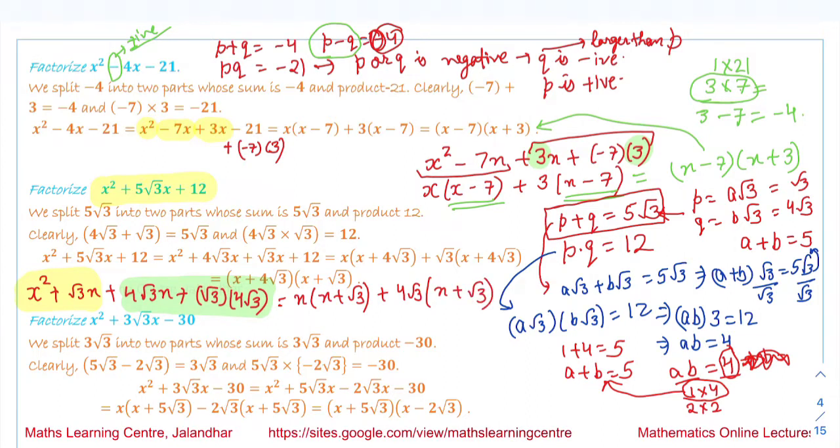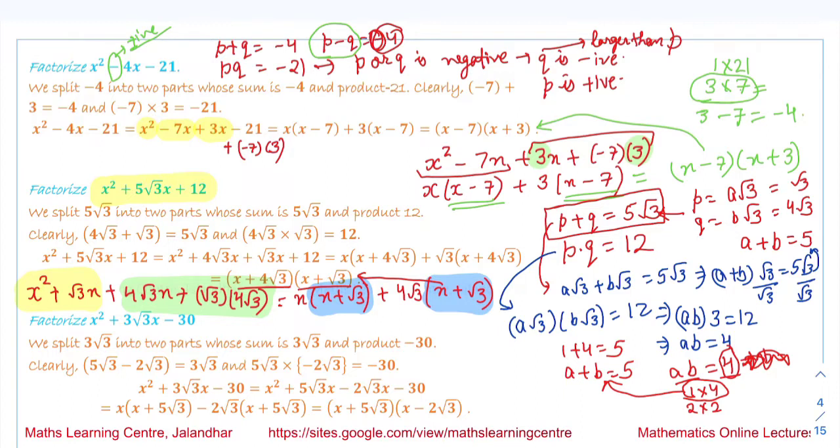In the last step we take x plus root 3 common from both these terms, and you will get the answer in the form x plus 4 root 3 common, and the term that is left is x plus root 3.